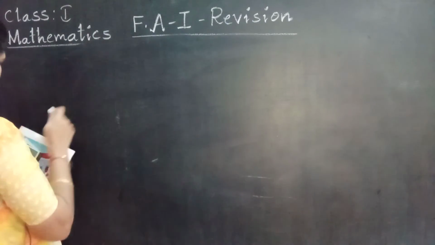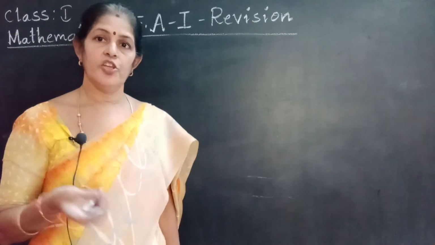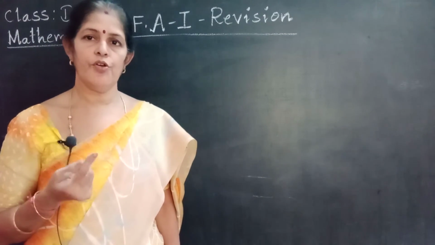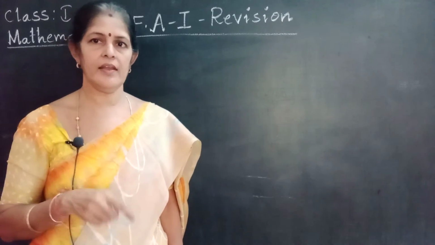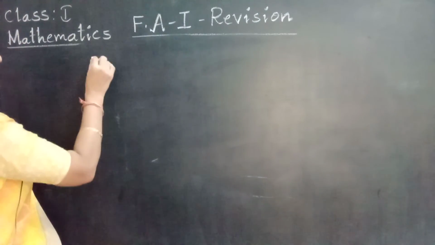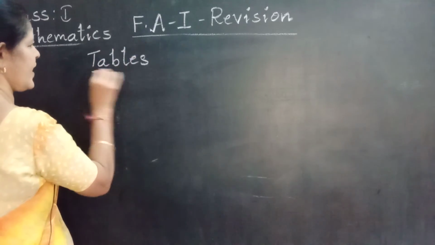Next Roman. I give a picture. You have to use the words above, below, on, under. That is also one of the Romans. Next one goes to tables. What are the tables you have to learn for this exam?